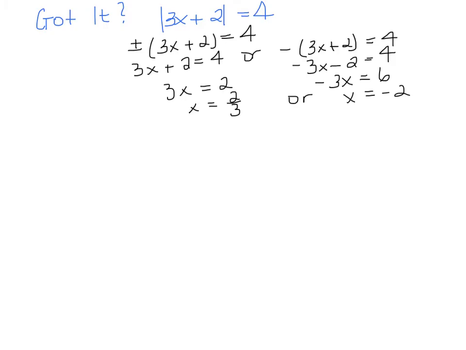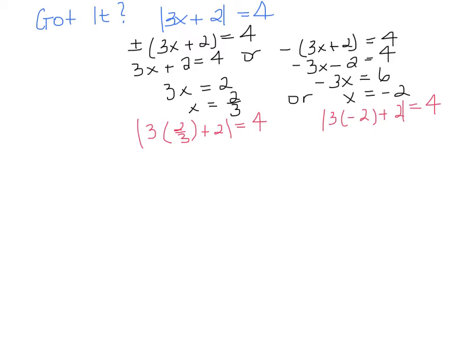Okay, this is what you should have gotten. Making sure that the absolute value is isolated. And remember, we have plus and minus to form our 2 equations. So on the left side, we ended up getting 2/3, and if you plug it in, 3 times 2/3 plus 2 equals 4. Or 3 times negative 2 plus 2 equals 4.